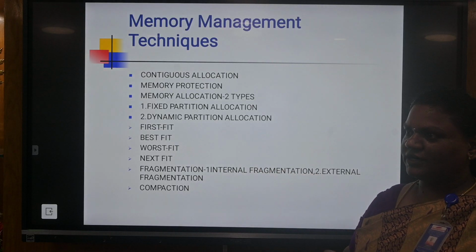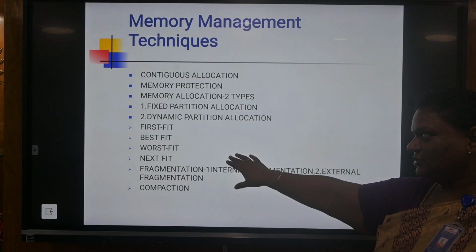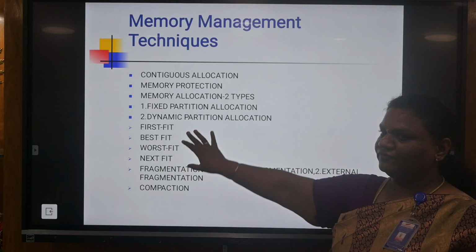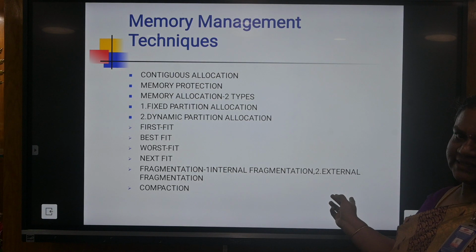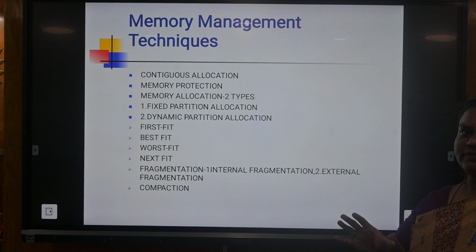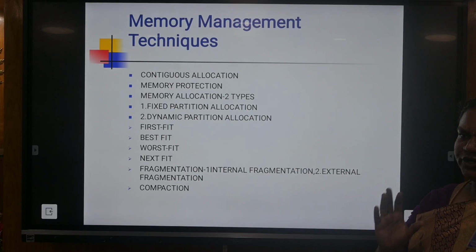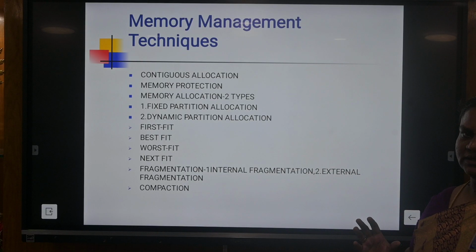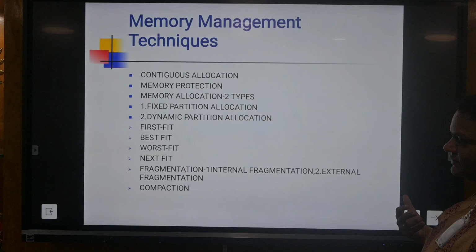Worst fit does not care; it takes away the largest memory space. Next fit is more like first fit and best fit. Fragmentation: internal fragmentation and external fragmentation. Internal fragmentation happens when there is a lot of memory wastage in the partition. Compaction is a process in which the unused memory spaces are taken back. That is, we can actually get the space back. That is compaction.